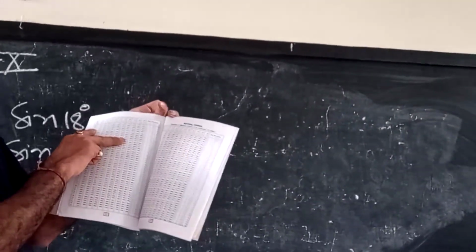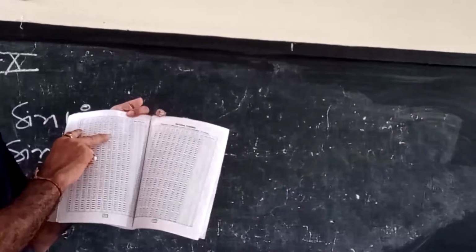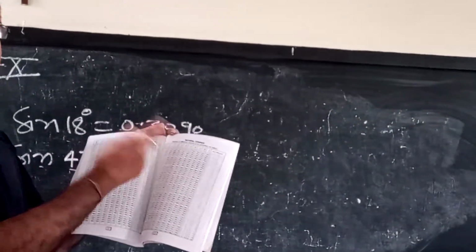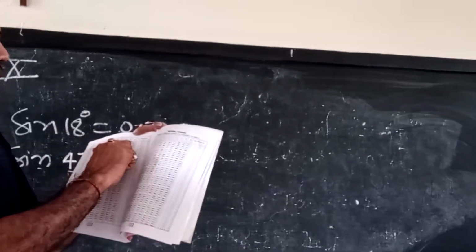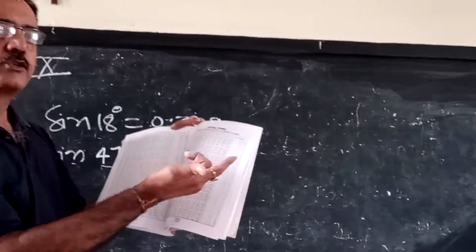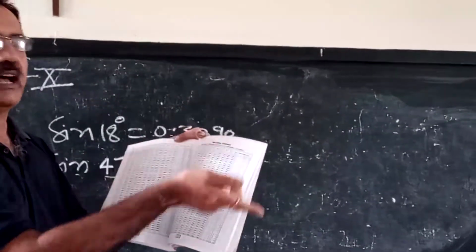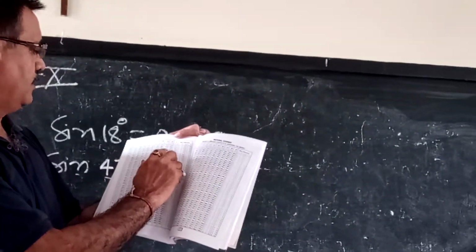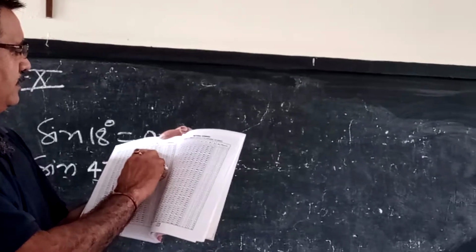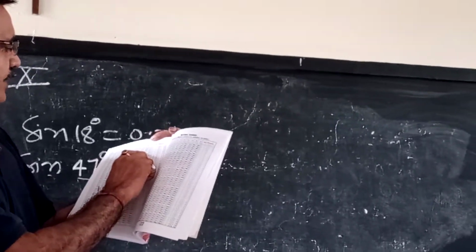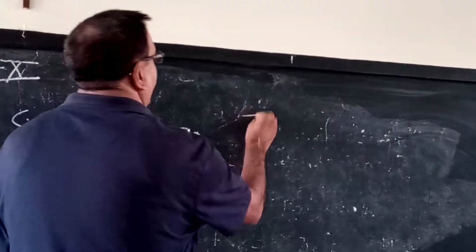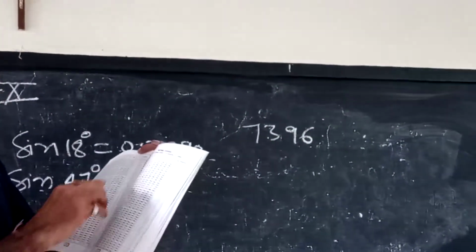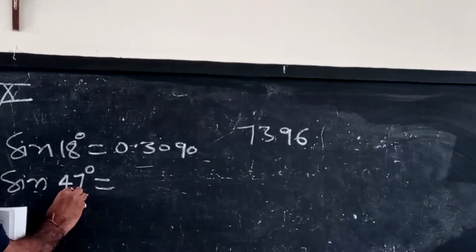So first of all, we will see the values for 47 degree in the 42 column, because 42 is before 47. After that, 48 is given, that is after 47. So you have to see the before one, not the later one. So in the 47 degree, 42 column, how much is given? 7396.